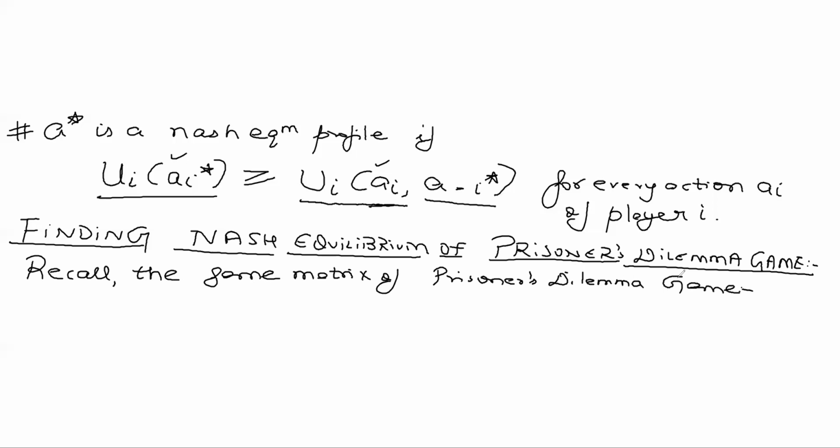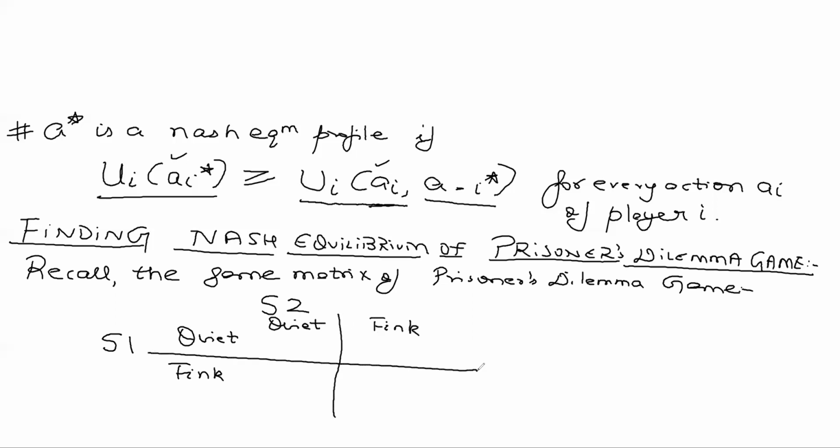What was the game matrix? The game matrix was like this. We had suspect 2, we had suspect 1, we had the strategies quiet and think for suspect 1, and the strategies quiet and think for suspect 2. This was our matrix, and our payoffs, if all students remember, were 2, 2, 0, 3, 3, 0, and 1, 1.